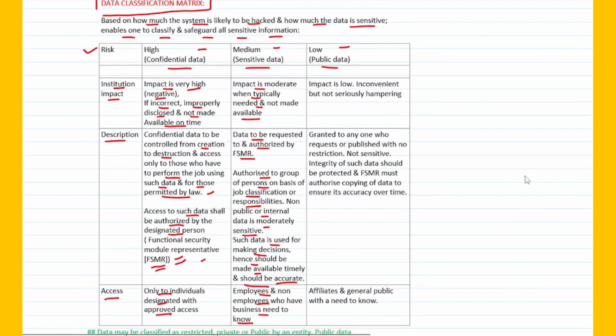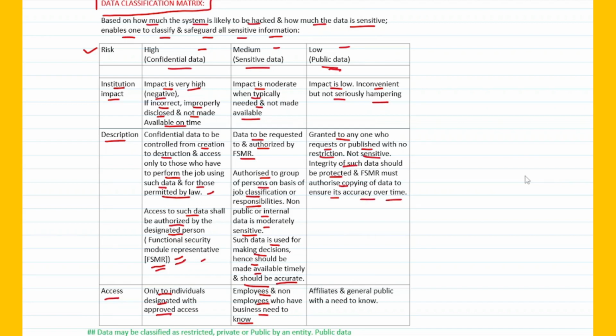Finally, we talk about the low, which is called public data. The impact is very low, inconvenient but not seriously hampering. It may be inconvenient if the data is hacked, but it doesn't really hamper the image of the organization. Description: it can be granted to anyone who requests, or published with no restriction. It is not sensitive. The integrity of such data should be protected, and the FSMR should authorize copying of data to ensure its accuracy over time.